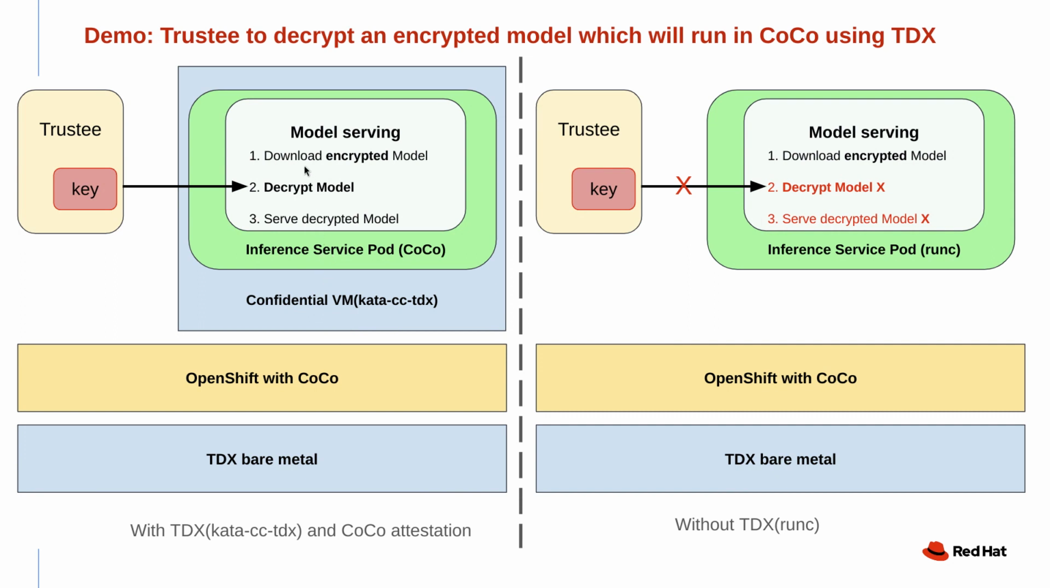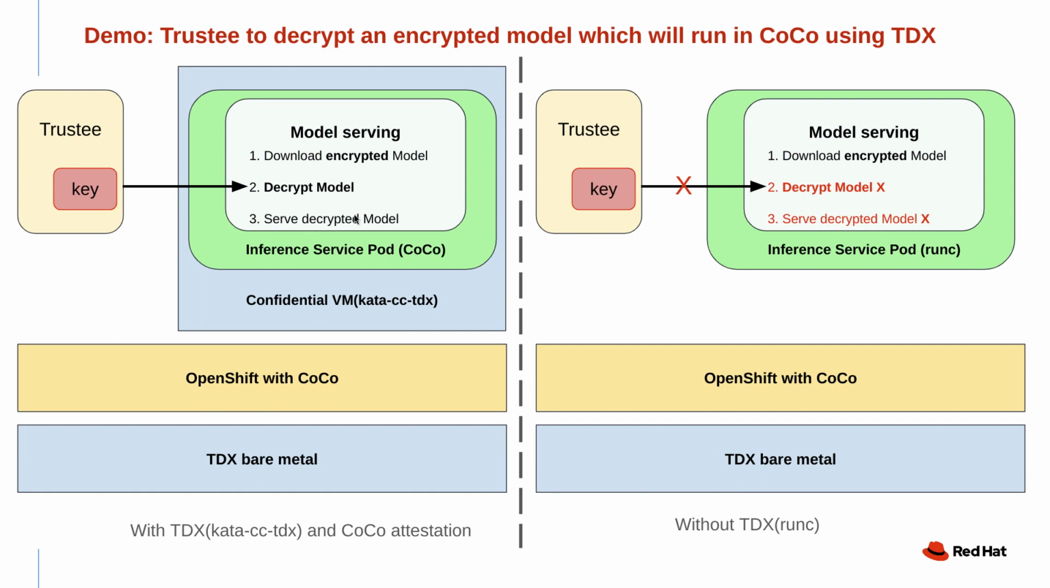There are 3 steps to serve an AI model. The first, we need to download an encrypted model from storage. The second, we need to get a key to decrypt the model. How do we get the key? It will request secrets from the Trustee key broker service, KBS. After getting an attestation token, the KBS will return the secret which contains the key, and the encrypted model can be decrypted. Finally, the decrypted model will be able to serve.